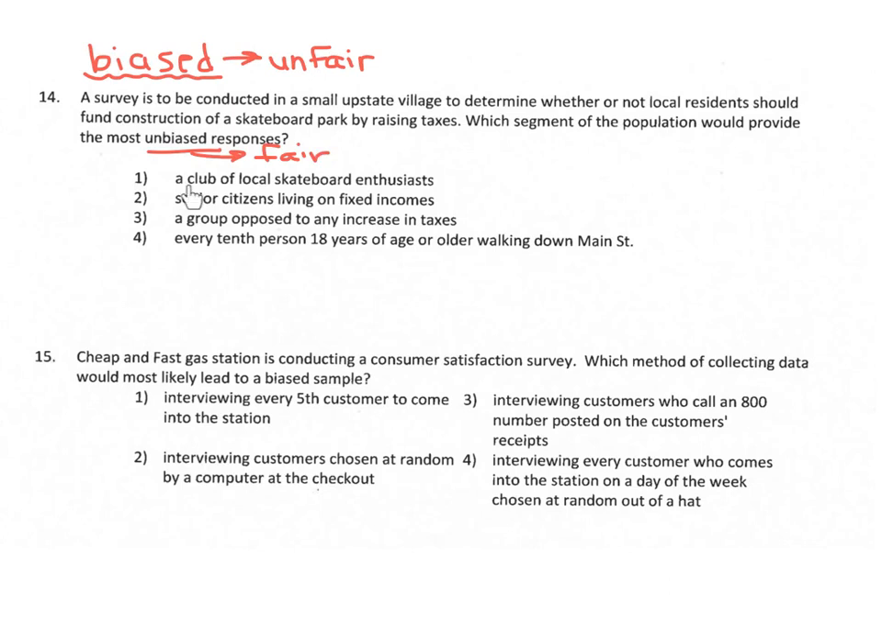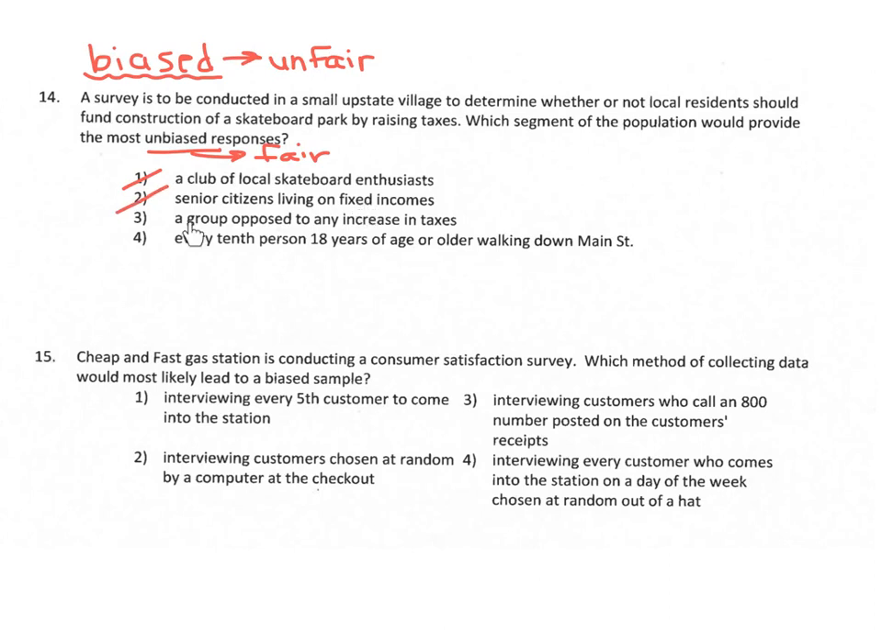Choice 1, a club of local skateboard enthusiasts. Well, if they're skateboard enthusiasts, they're probably going to want construction of a skate park. So that might not be the most fair group of people to ask. So I'm going to say, nope, that is definitely not the answer there. All right, number 2. It says senior citizens living on fixed incomes. Well, if they're living on fixed incomes, they're probably not going to want to raise their taxes. So that might also create biased responses. So I'm going to cross off that one.